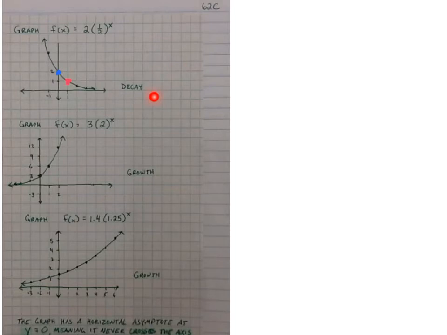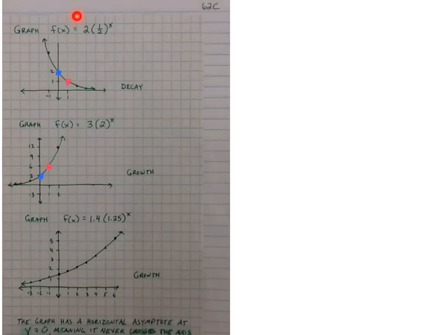The next example, it says 3 times 2 to the x. So we know that it crosses at 0, comma a. So 0, comma a is that 3 point, and then it again crosses at 1, comma ab. So ab is 3 times 2, which is 6. And then as we move right, it gets multiplied by 2. So 6 times 2 is 12. 12 times 2 is 24, so it's going to be way up here.